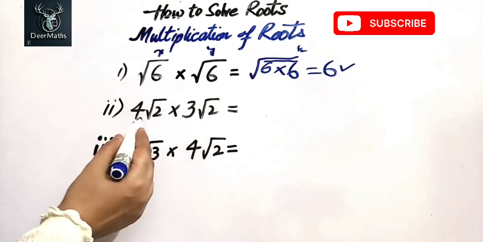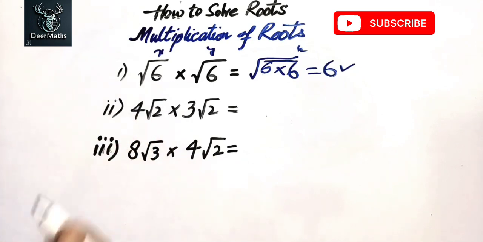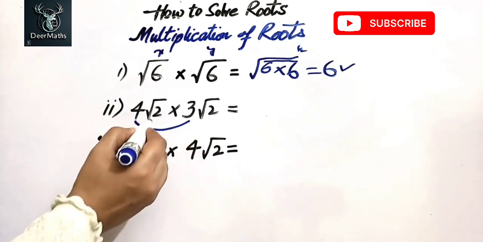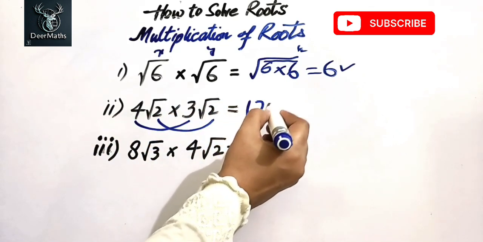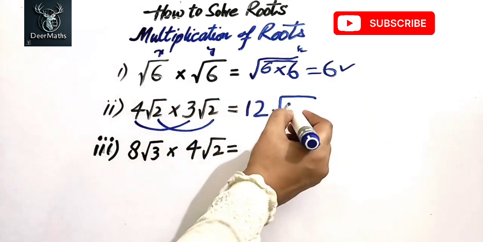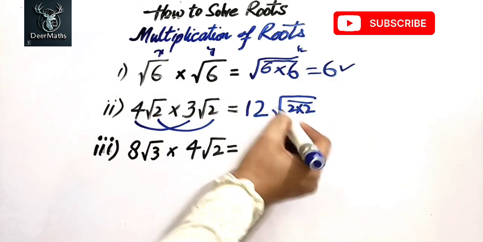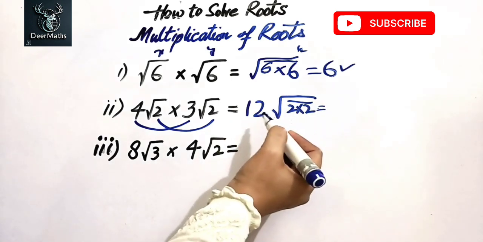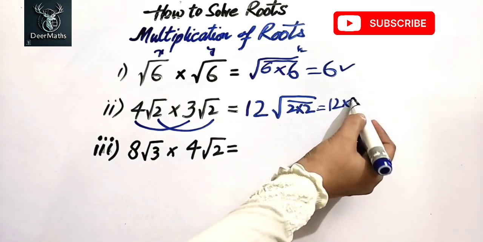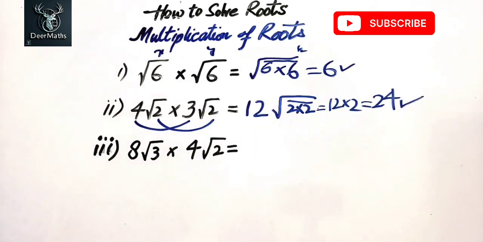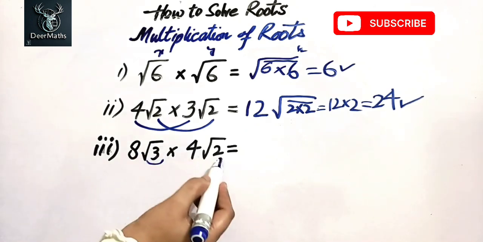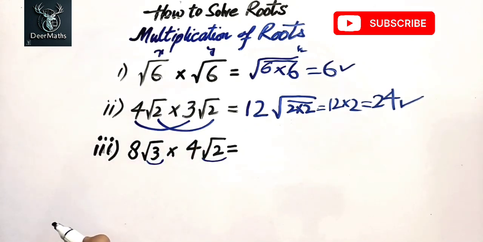Now how can you solve this, the root values and the coefficient value? Okay, 4 multiply by 3 and the root 2 multiply with the root 2. 4 3s are 12, and in the root we have 2 multiply by 2. Again we have the pair value 2 multiply by 2, so 1 2 is out of the root. 12 multiply by 2 is equal to 24. The answer is 24.